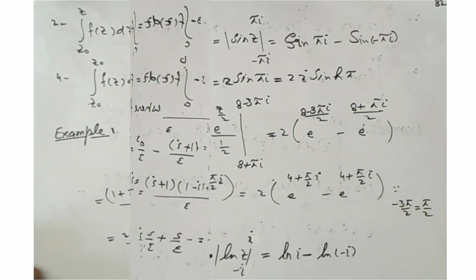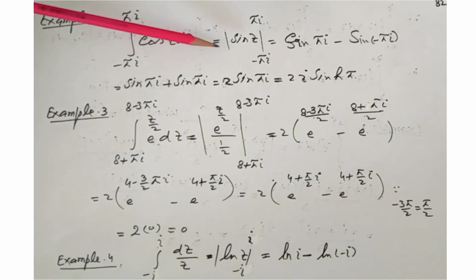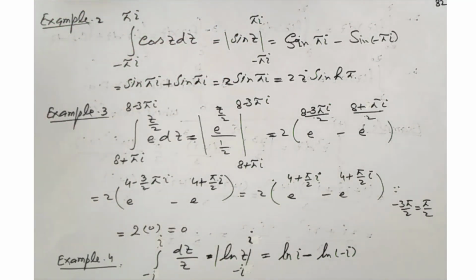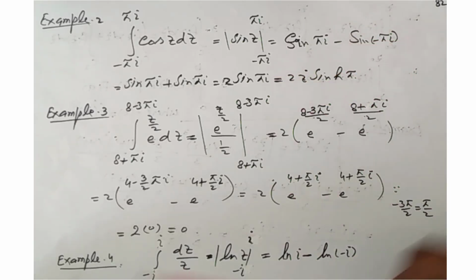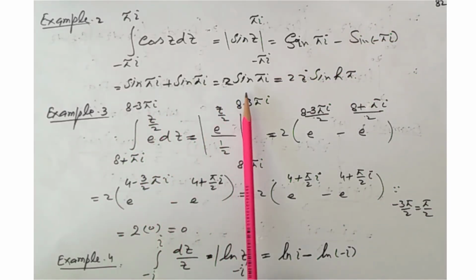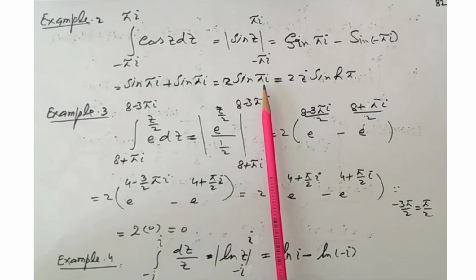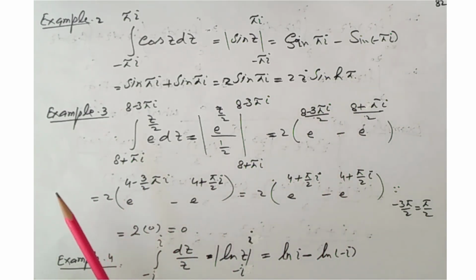This is simple integration. Now example number 2, integral minus pi iota to pi iota of cos of z dz. The integral of cos is sin z between the limits minus pi iota to pi iota. So putting the values, z equal to pi iota, minus sin of minus pi iota; minus into minus becomes plus, and this becomes 2 sin pi iota. By the formula, sin pi iota equals iota sinh pi. This is the value.